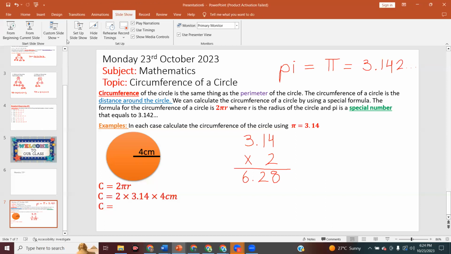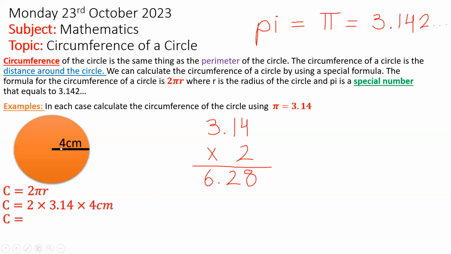Okay, so let me explain it again. Remember we said that the formula for the circumference is 2 times pi times r. Pi is 3.14, and the radius r is 4 centimeters. This is the formula we use when calculating the circumference. So 2 times 3.14, that's what we just multiplied. We did 2 times 4, which is 8, then 2 times 1, which is 2, and then 2 times 3, which is 6. So the answer is 6.28.